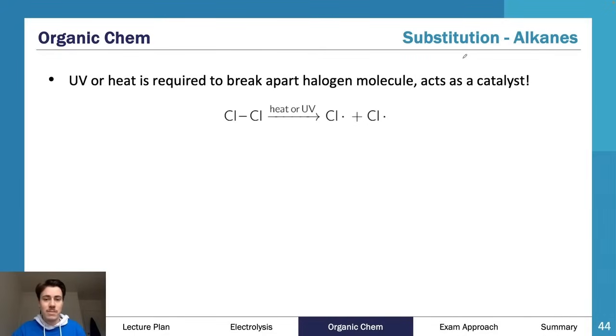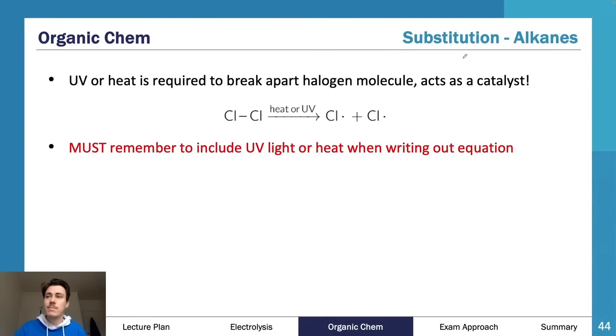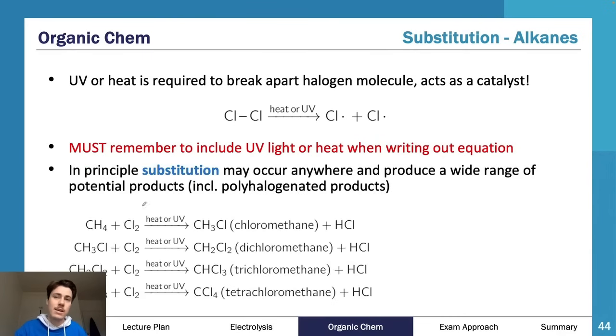So substitution is usually done with chlorine. Now, if you're going to work with chlorine, you need to have heat and UV light because chlorine is really hard to break apart. So you need to have chlorine gas, and it gets broken into chlorine and chlorine. And essentially what you do is you take your molecule, like a methane, and you add this with your heat and your UV light. Really important, this needs to be on your arrow.